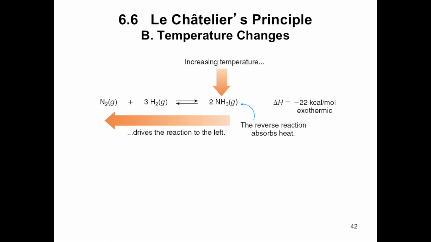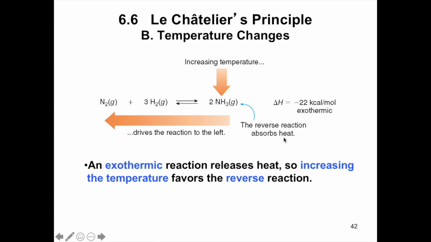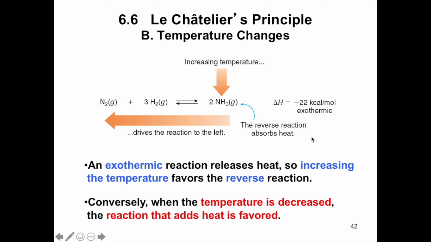Now, if there is an exothermic reaction of nitrogen and hydrogen to form ammonia, which has a delta H of negative 22 kilocalories per mole, increasing the temperature increases the rate of the reverse reaction to form more reactants. So when temperature is increased, the reaction that absorbs heat, in this case the reverse reaction, predominates and the equilibrium shifts to the left. Remember that an exothermic reaction releases heat, so increasing temperature favors the reverse reaction. Conversely, when the temperature is decreased, the reaction that adds heat is favored.